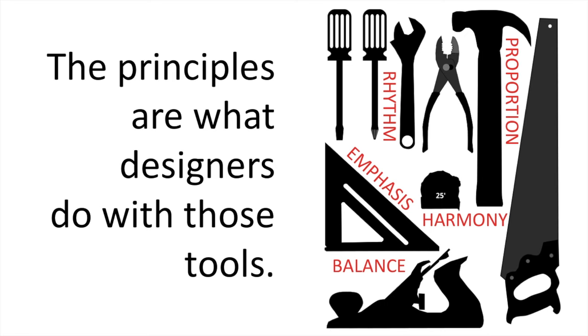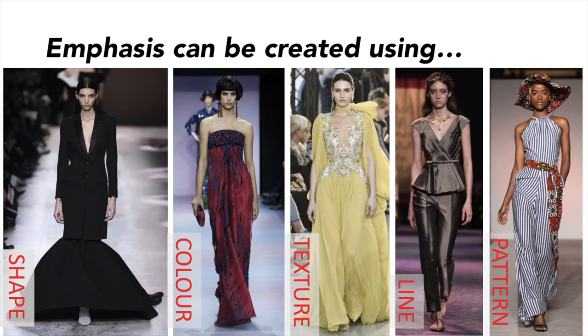To explain what that means, let's start with emphasis. Emphasis creates a focal point. Emphasis can be achieved using shape, as in this black Givenchy suit on the left. Color, as in this dress from Armani Privé. Texture, in this yellow-gold Elie Saab gown. Line, in the bronze Dior suit. Or pattern, as in Thelma Oki's jumpsuit. Emphasis can be created through one or any combination of these elements.